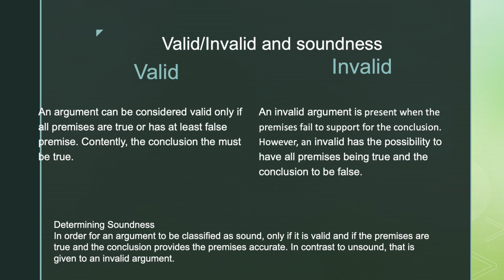However, there are cases where all the premises are true, but the conclusion is false. An argument's soundness is determined by whether the argument is valid or invalid. A valid argument is sound and an invalid argument is unsound.